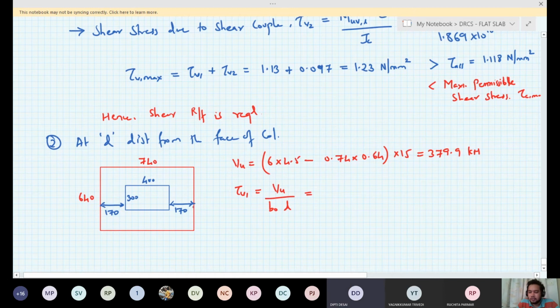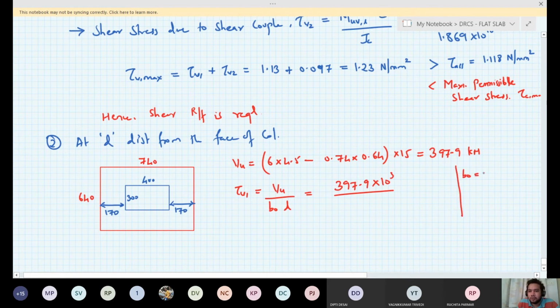Yes, 397.9, yeah. Okay, so 397.9 into 10 to the power 3 divided by b0. So again you have to find b0.